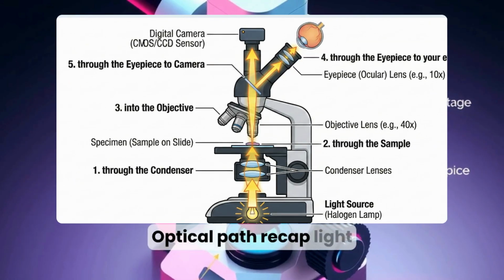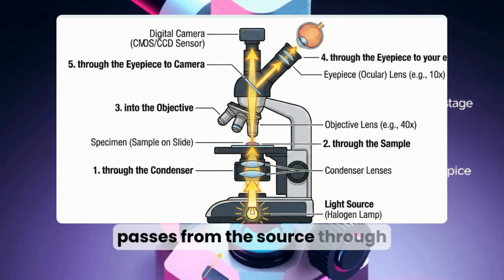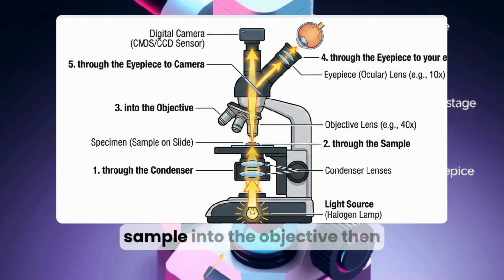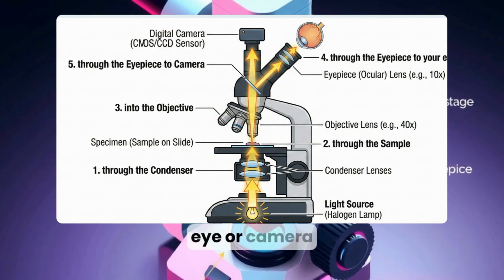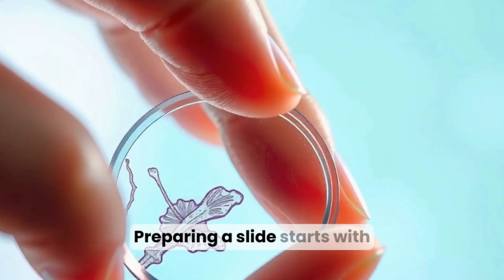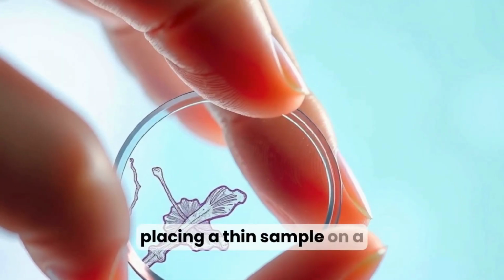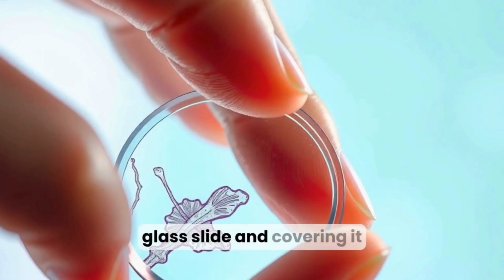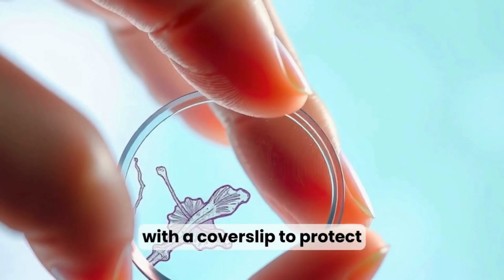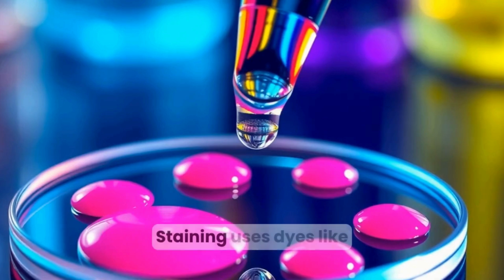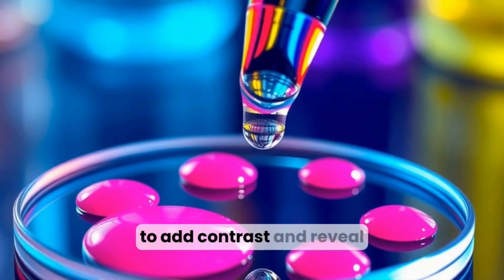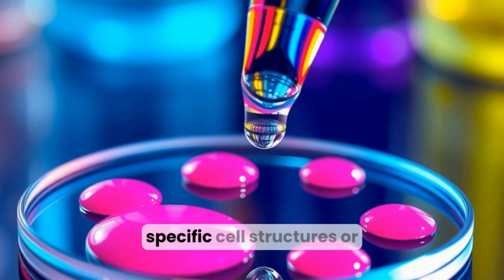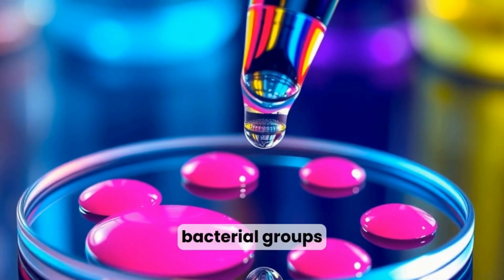Optical path recap. Light passes from the source through the condenser, through the sample, into the objective, then through the eyepiece, to your eye or camera. Preparing a slide starts with placing a thin sample on a glass slide and covering it with a cover slip to protect and flatten it. Staining uses dyes like methylene blue or Gram stain to add contrast and reveal specific cell structures or bacterial groups.